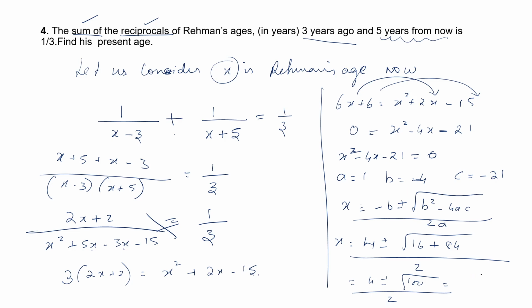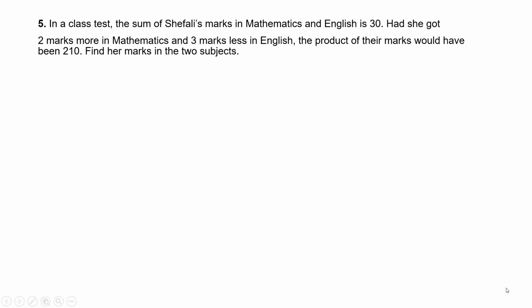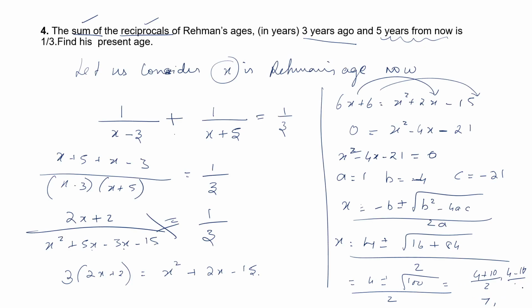You'll get two values. Root of 100 is 10. So you'll get 4 plus 10 by 2 or 4 minus 10 by 2. 14 by 2 is 7 and minus 6 by 2 is minus 3. So since age cannot be negative, what is this value? This value is x, what we have taken as his age. So since age cannot be negative, Rahman's age now is 7 only.